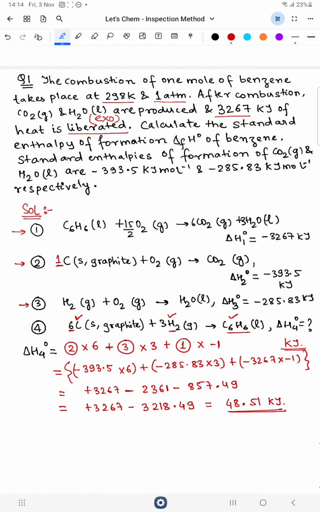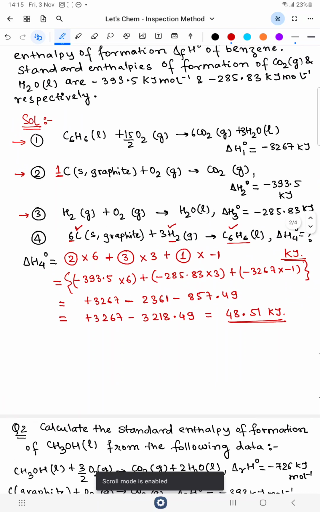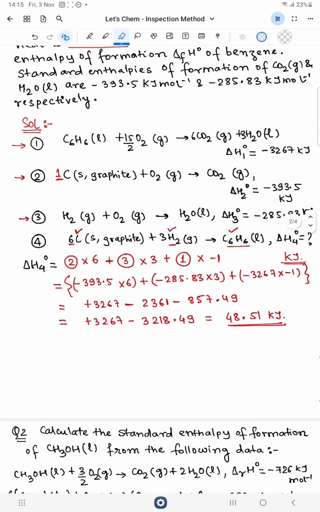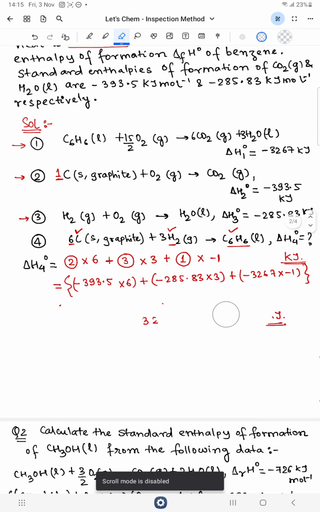Any idea what I did here? I just took the corresponding values and multiplied them with the numbers that I got. I told you how, and I got the final answer. Now, as I told you, if you want to check the genuineness of this calculation, I'm directly writing the answer here, 48.51, to give me some space. So I'm writing the reaction again.